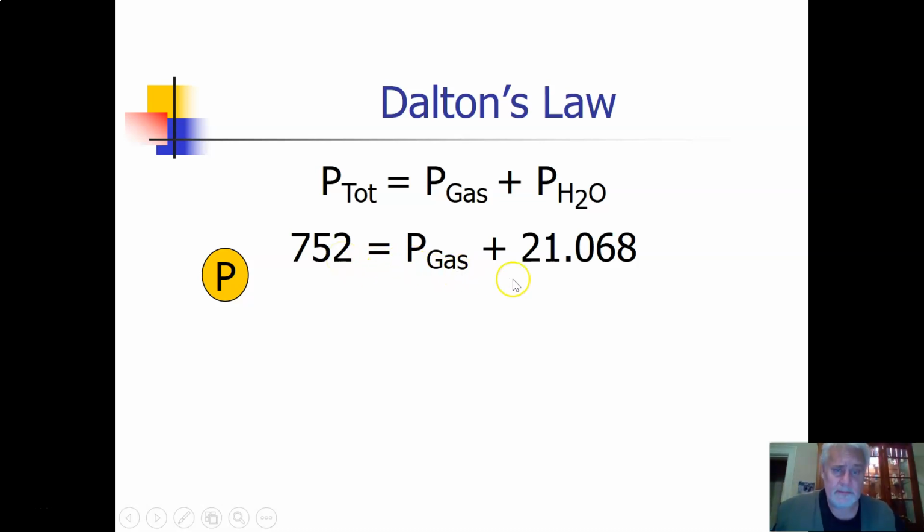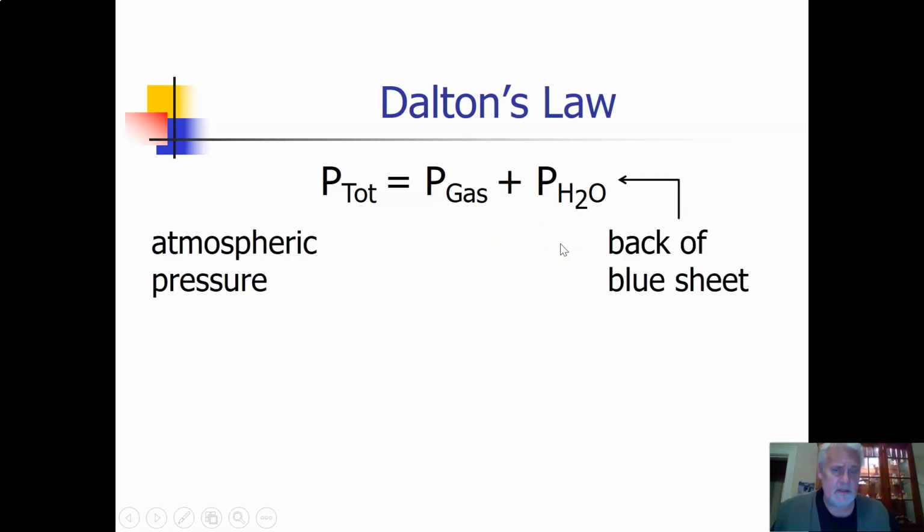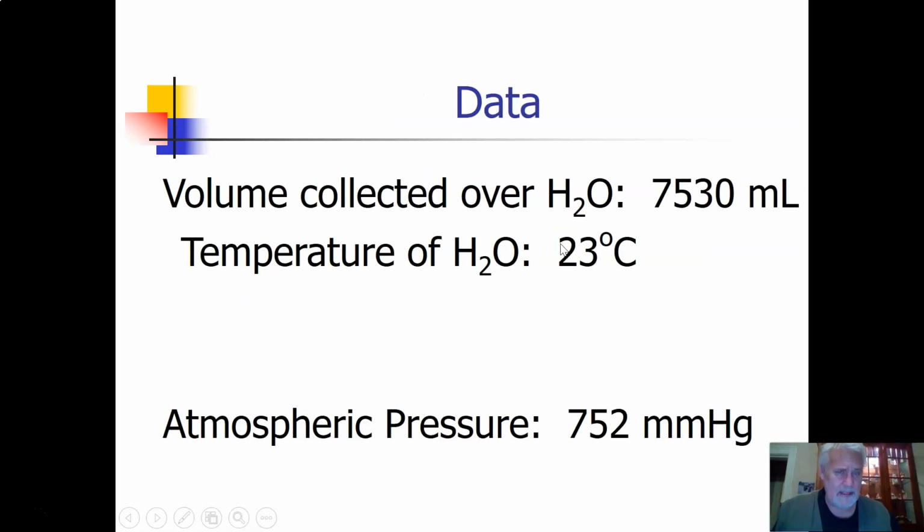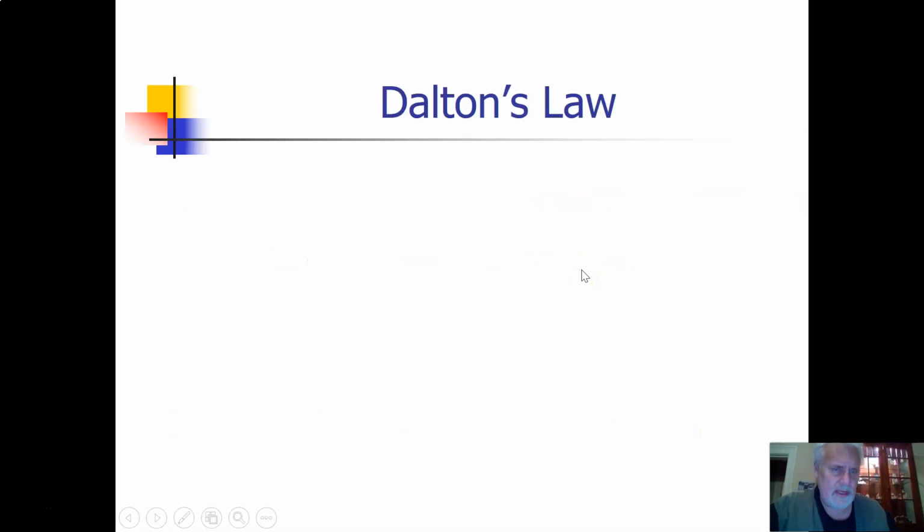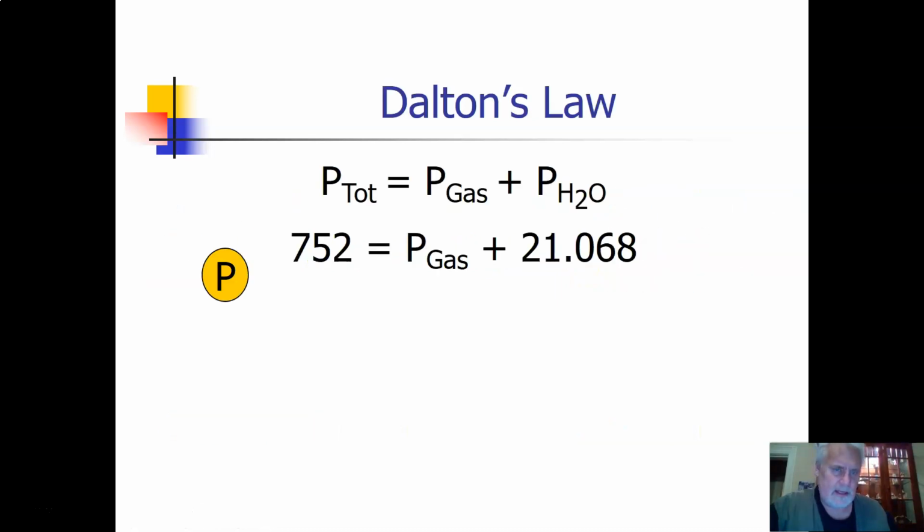That was the pressure. This, we went to our temperature. Remember we did the water? And it's not much of a stretch to say if that water temperature is 23 degrees, that air inside of there is 23. That's why we try to keep everything at sort of a room temperature so that there's not much variation there. But when you look up 23 on your blue sheet, you're going to get 21.068.